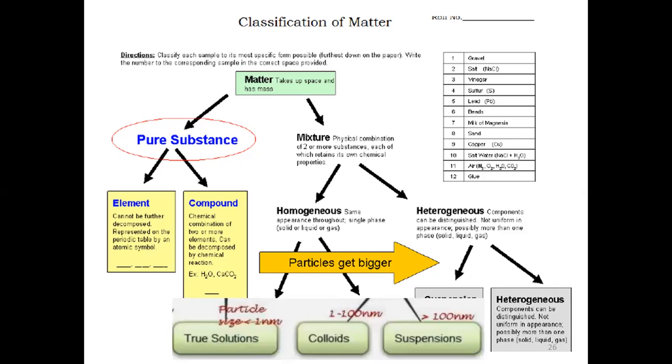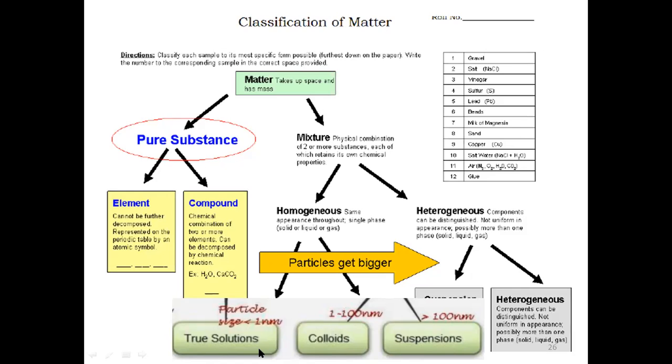So if you differentiate between all these different types of mixture: for a solution, the particle size is less than 1 nanometer; if the particle size is 1 to 100 nanometer, this is called the colloid; and the suspension is greater than 100 nanometer. These particle sizes you cannot see with your naked eyes. If I ask in the examination, this is one of the criteria you can use to differentiate between the solution, colloid, and the suspension.